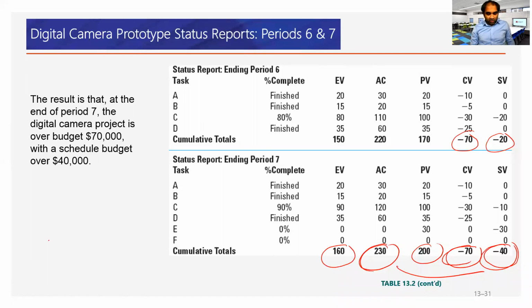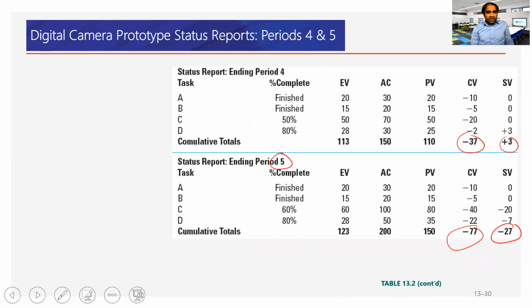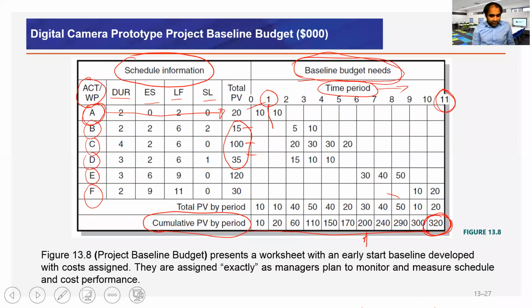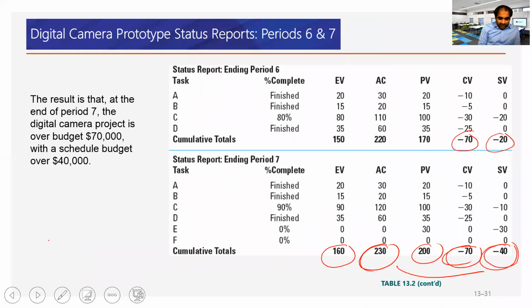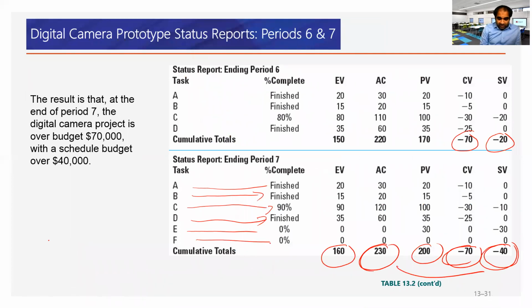EAC, estimated cost at completion. So that means again, EAC is again the way we calculated PV. Here we need to go back to that process again. So at the end of period 7, what is completed, what is remaining? We can see that A is finished, B finished, D finished, C 90%, E and F 0%, right? So C 90% complete, E and F 0%.